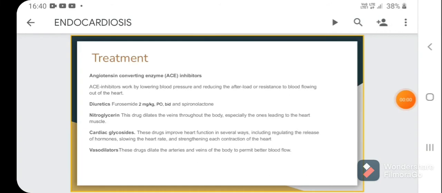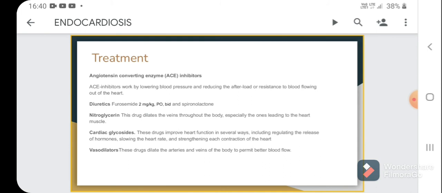Okay, now let's look at the treatment. Most of the drugs used to treat endocardiosis are not to treat the defective valve, but just to maintain the right amount of blood pressure and cardiac output. As we have seen previously, the RAS system tries to increase the blood volume and blood pressure, but we try to prevent this increase in blood pressure so that it doesn't lead to heart failure.